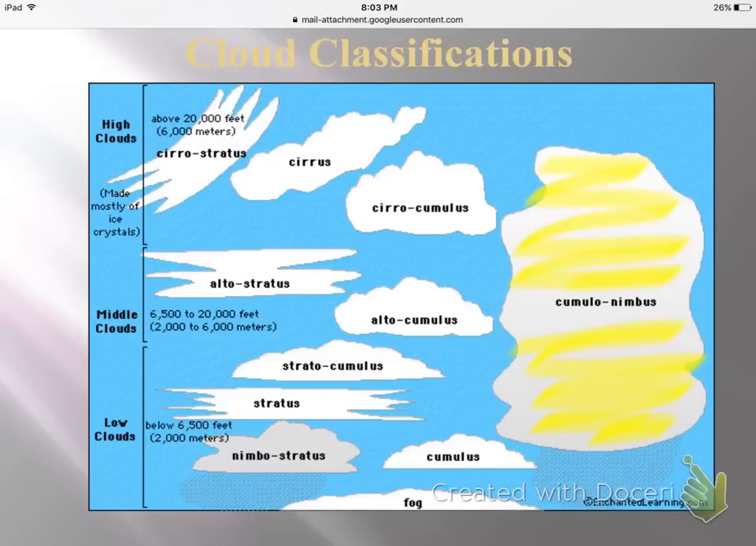Also in this picture, you see fog, which is considered a cloud, and it's at ground level. You see how the cumulus cloud is low level, the stratus cloud is low level. And then up at the very top, we see our cirrus clouds. Okay, these are our high level clouds that are composed of ice crystals because they're up so high in the atmosphere.